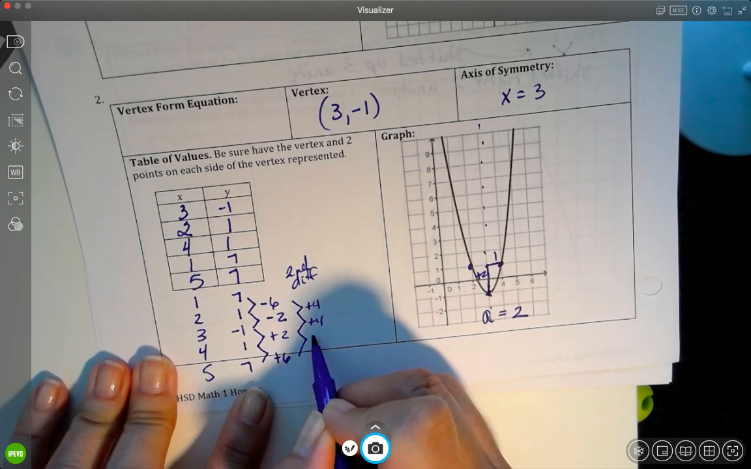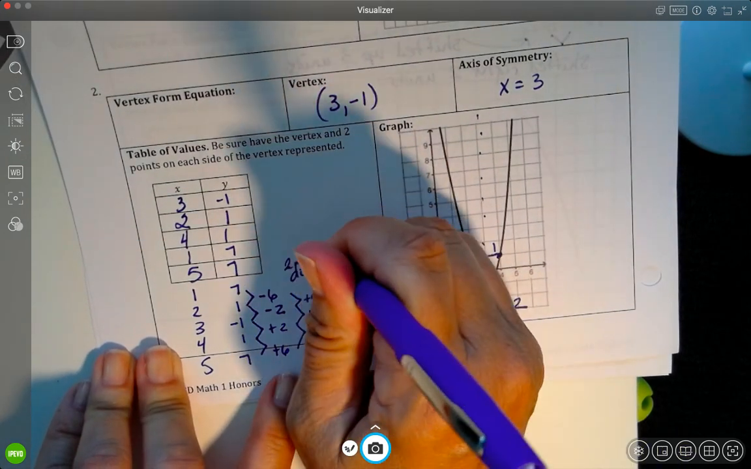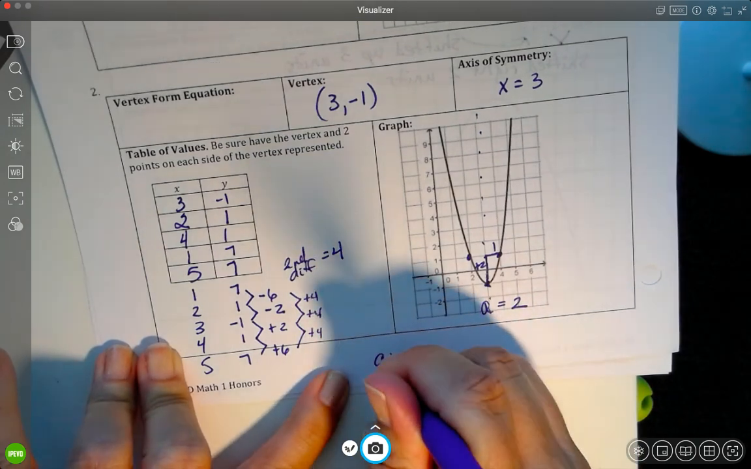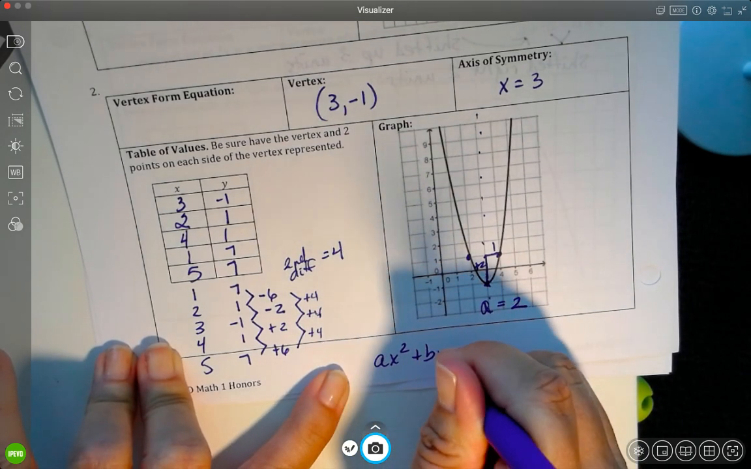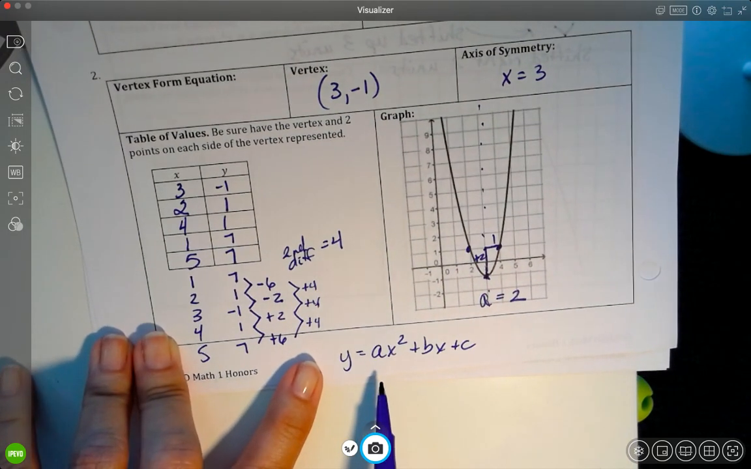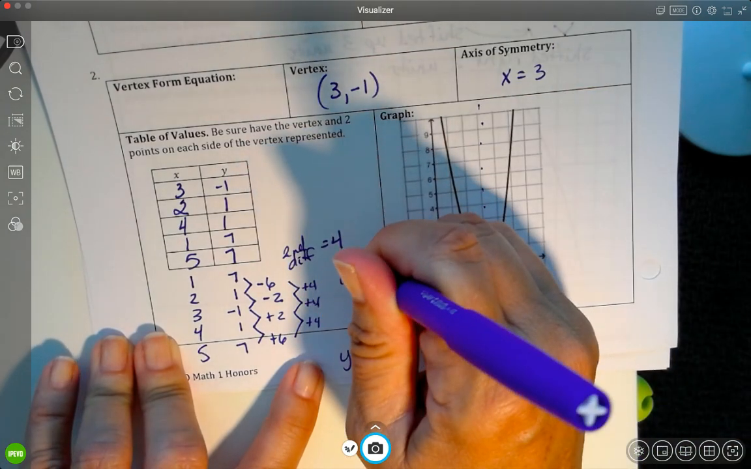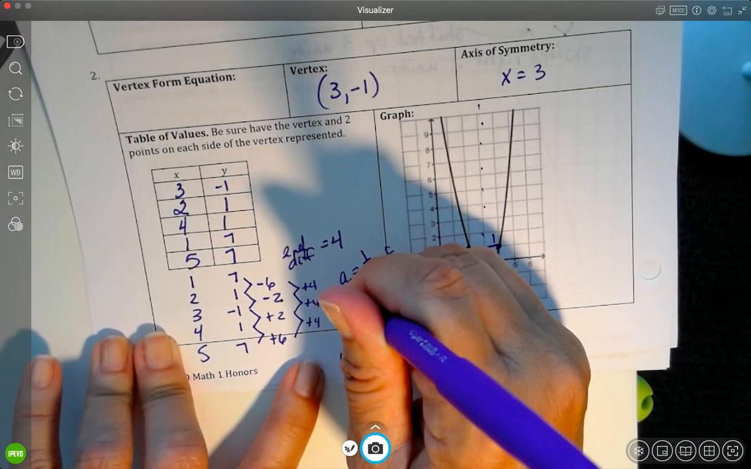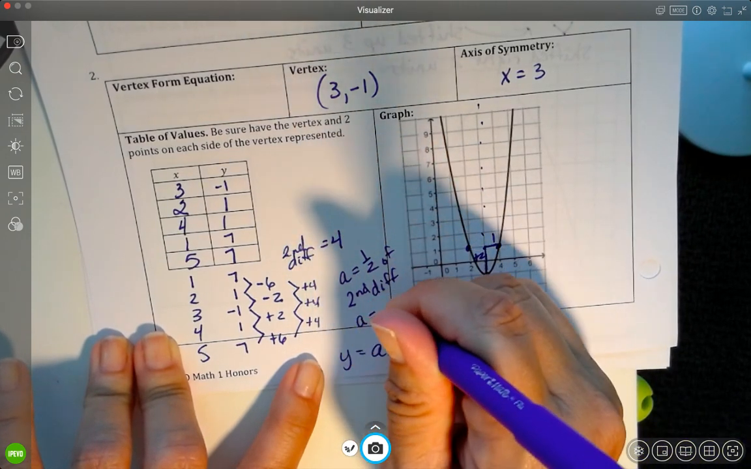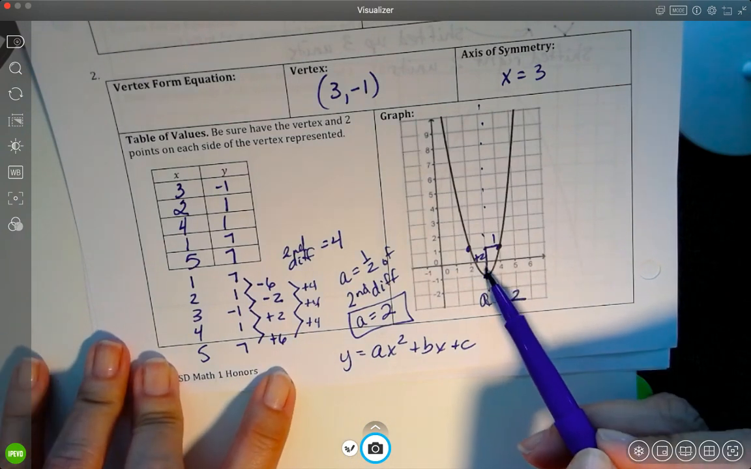Okay, well, since my second difference is 4, remember when we were doing standard form and I told you that A is half of the second difference? So A is half of second difference. So that means that A has to be 2. So we found that with the table. We found that counting from one point to the next.